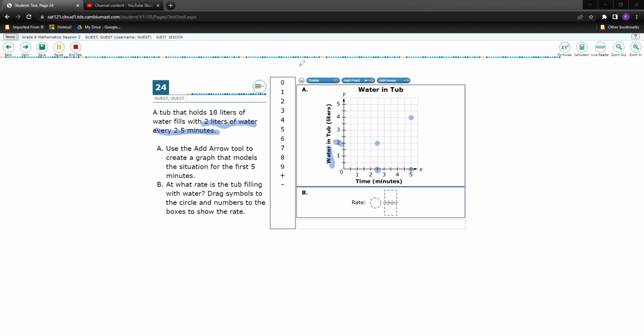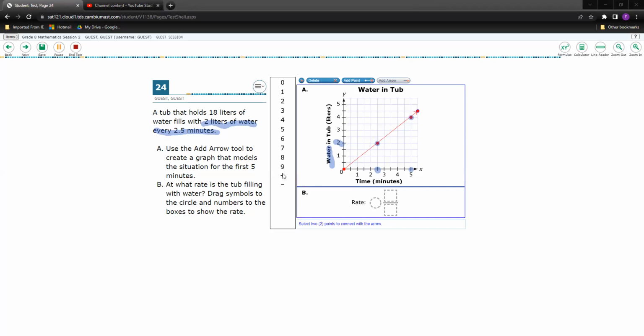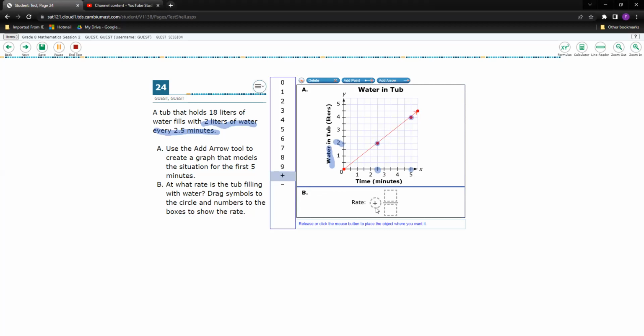4 over 5. Let me use the tools they asked me to use. So I'm gonna add a point, 0, 0. I'm gonna add a line or arrow. Okay, and drag the symbols. So this is not a mixed number. Is it a positive or negative slope? So you see how I clicked and dragged the plus sign? We obviously see it's a positive slope.